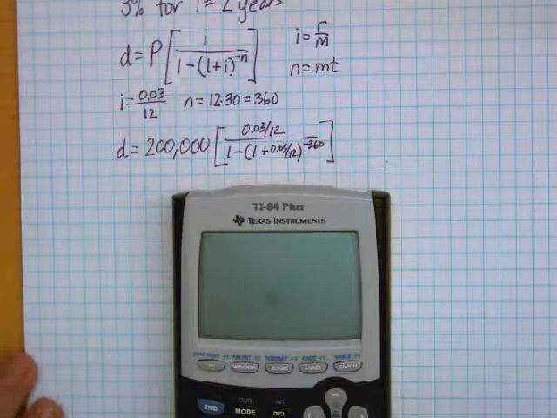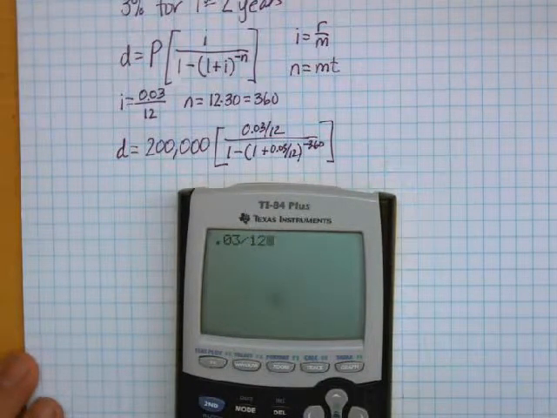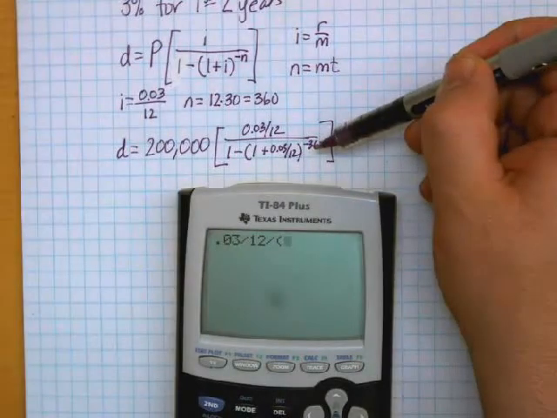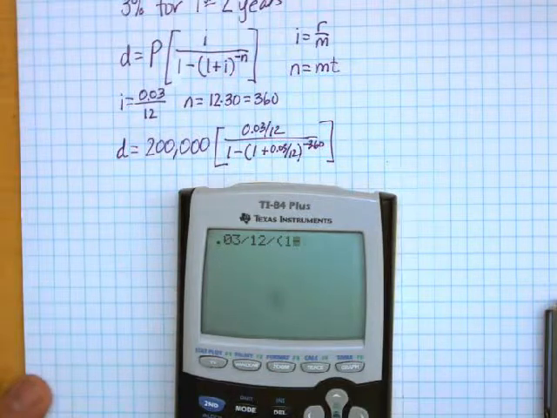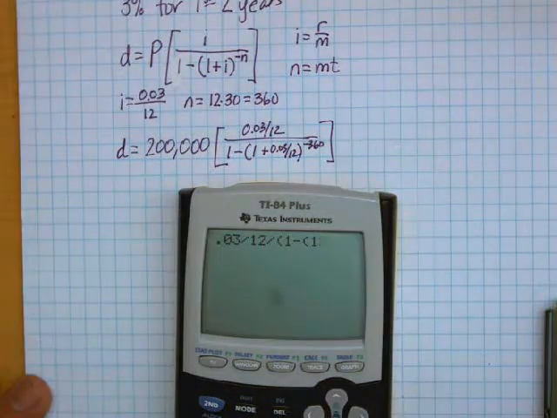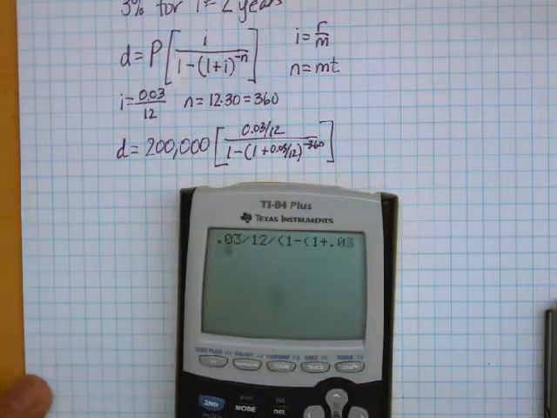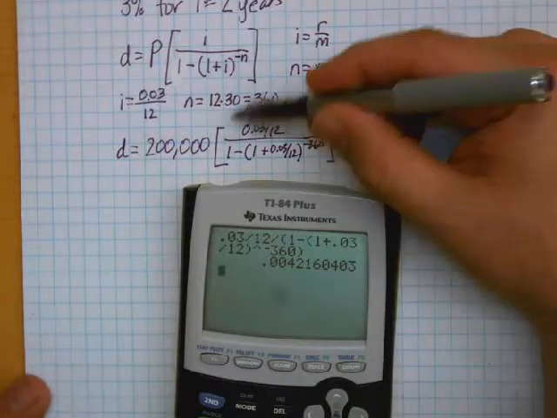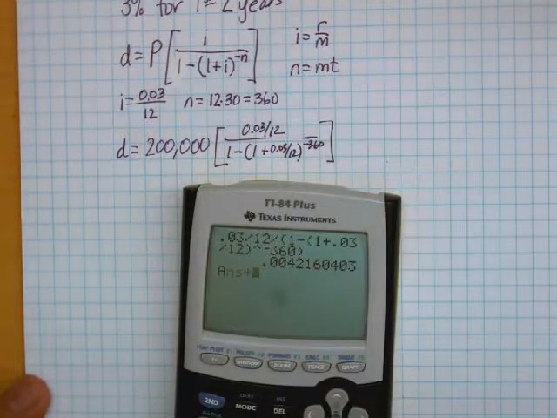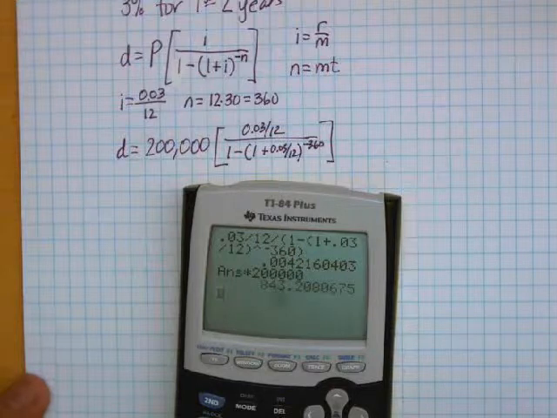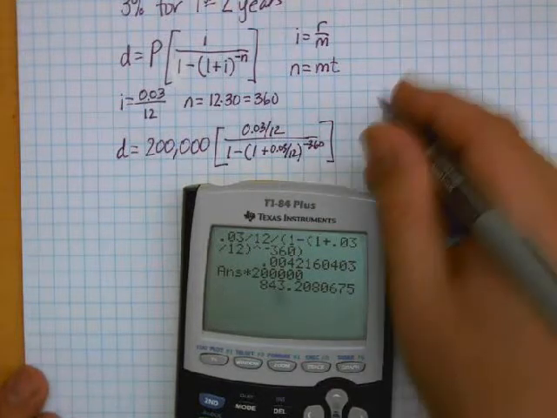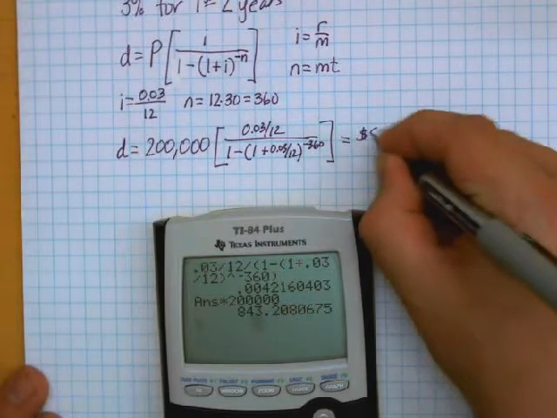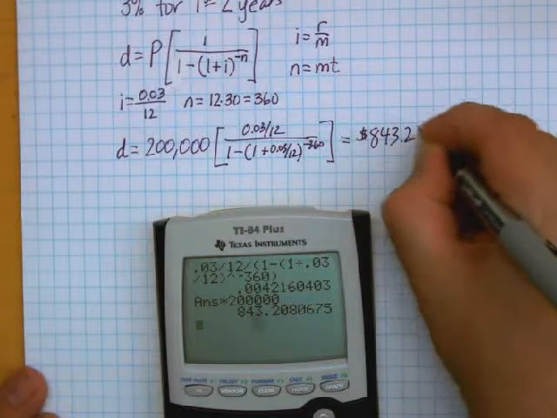So we'll go ahead and type that in. Make sure you put the whole denominator of this part in parentheses. Once we have what's inside the brackets, we'll multiply that by 200,000. And that gives us our monthly payment. So D is equal to $843.21.